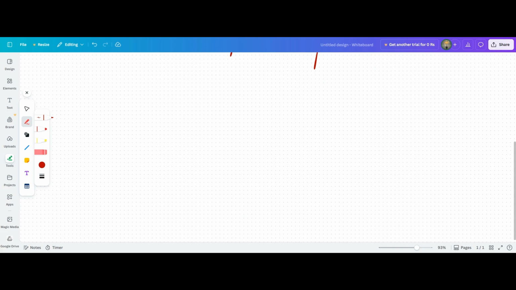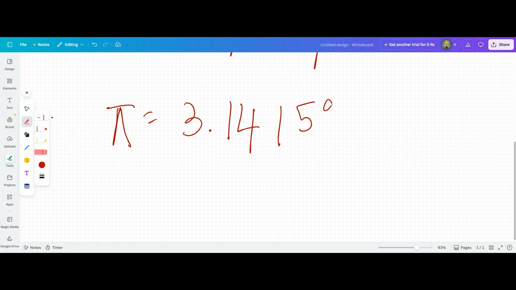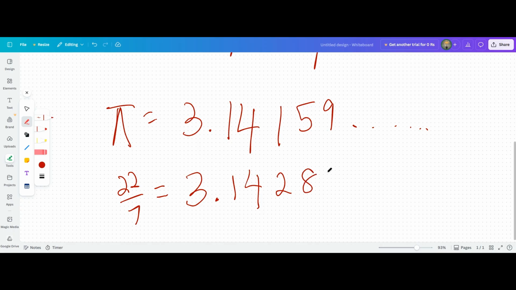Let's see how. The real value of pi is 3.14159, and it goes on. But if you take 22 by 7, the value is 3.14, and afterwards it's a little different: 285, and it goes like this. If you compare these two values, they are not the same.